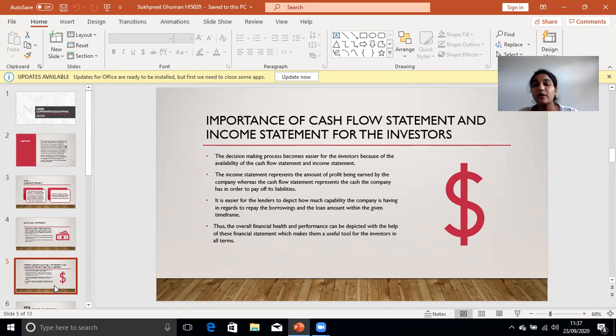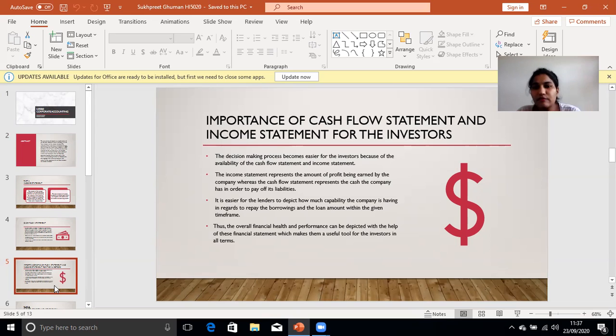The next one is the importance of the cash flow statement and income statement for the investors. The decision making process is the main process for the investors. It becomes easier for the investors because of the availability of the cash flow statement and the income statement. The income statement represents the amount of profit being earned by the company, whereas the cash flow statement represents the cash the company has in order to pay off its liabilities.